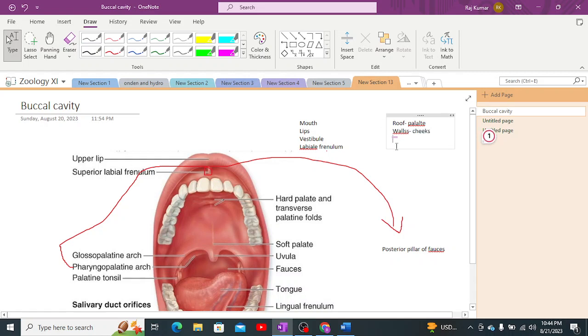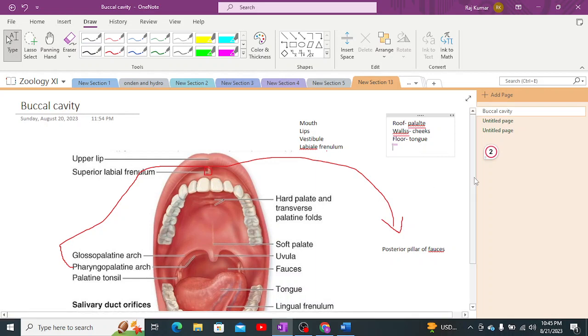We can consider it as a room-like structure in which the roof is the palate, the walls are the cheeks, and the floor is the tongue. Although the floor of the buccal cavity is usually considered the lower part below the tongue, we are going to consider the tongue here because the food doesn't go below the tongue. There is a part present below the tongue as well, but we don't consider that. So the floor of the buccal cavity is the tongue.